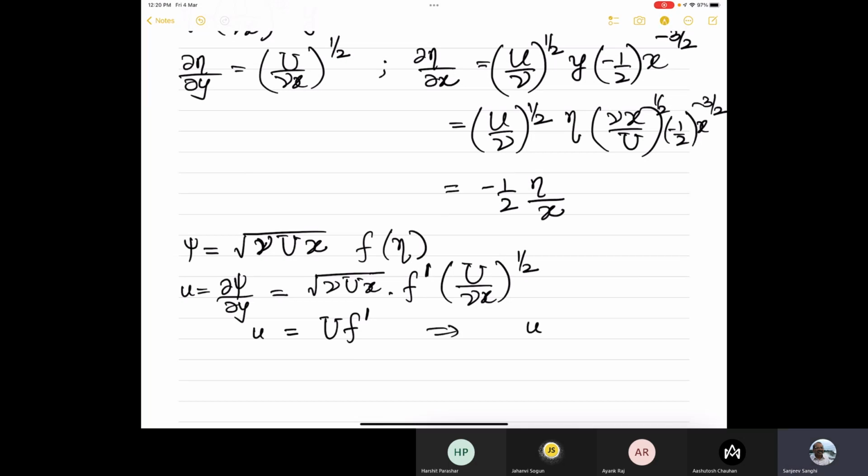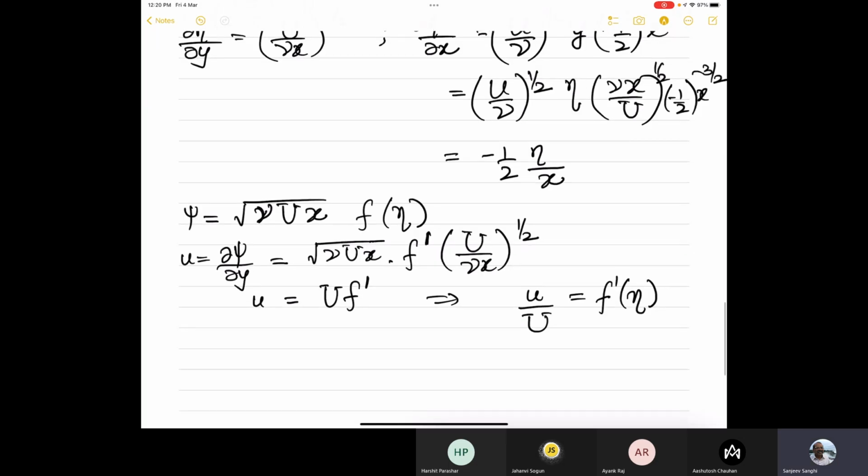And this we can also write in a non-dimensional form. Small u upon capital U is equal to f prime of eta.